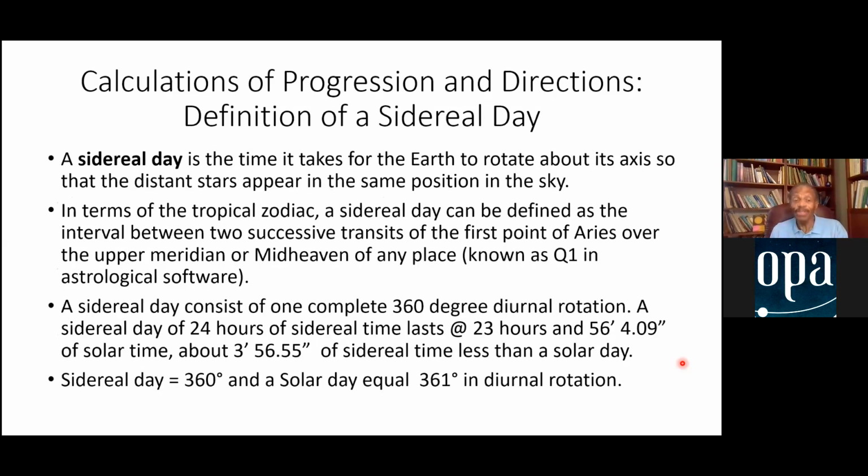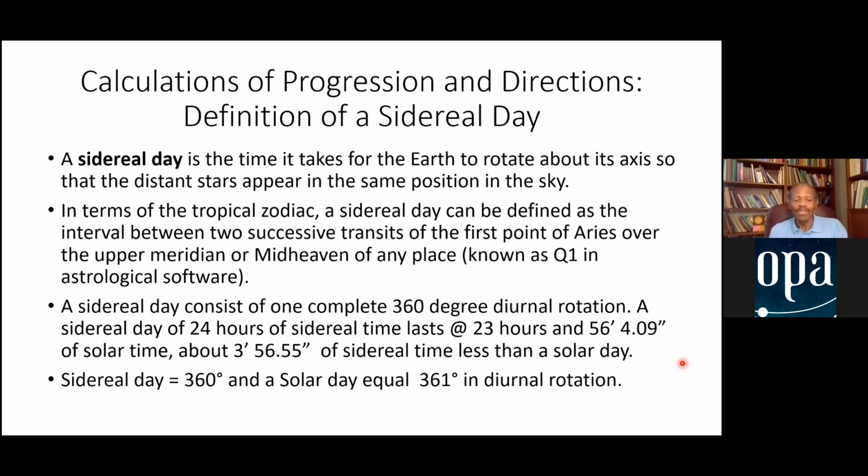A sidereal day is the time it takes the Earth to rotate about its axis so that distant stars appear in the same position in the sky. In terms of the tropical zodiac, a sidereal day can be defined as the interval between two successive transits of the first point of Aries over the upper meridian or midheaven of any place, and it's known as Q1 in astrological software. So a sidereal day consists of one complete 360-degree diurnal rotation. A sidereal day of 24 hours of sidereal time lasts 23 hours and 56 minutes and 4.09 seconds of solar time.